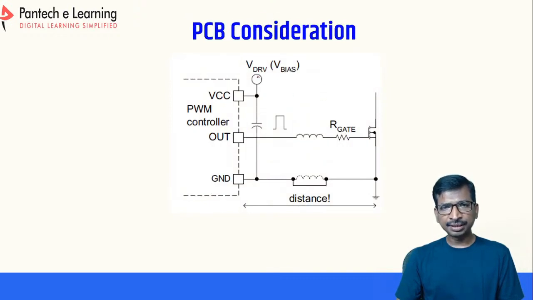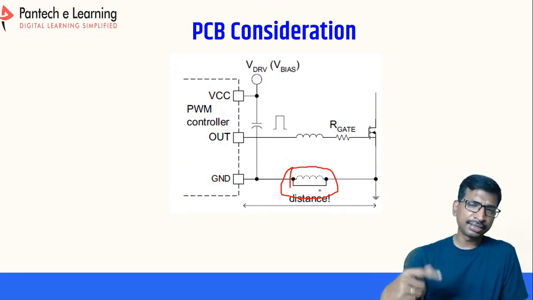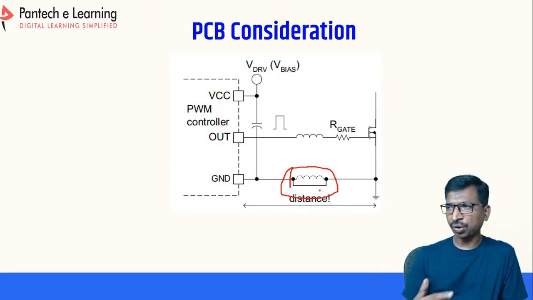And here this is the PCB consideration. So while you design the PWM circuit with the gate driver, then you have to implement one minimum current flow path. So that will reduce the inductive issues. Otherwise, the inductive issues will be there. So due to that, the ground will get heavy noise.